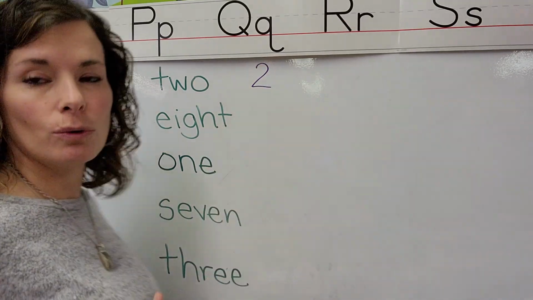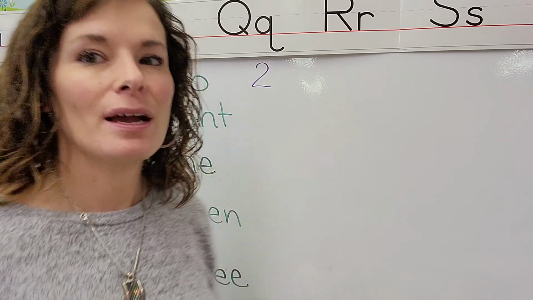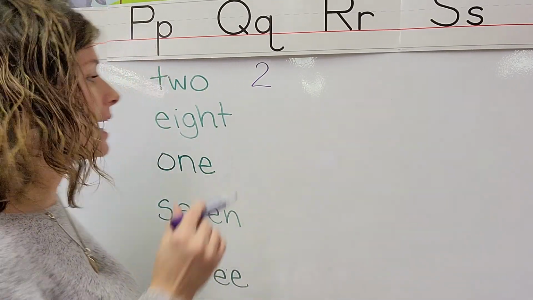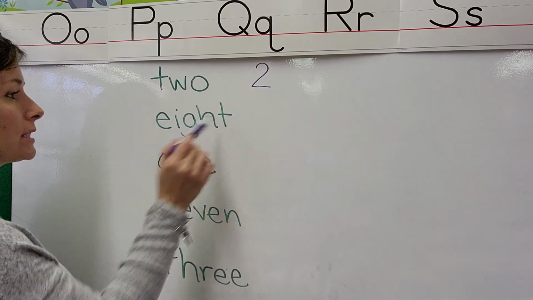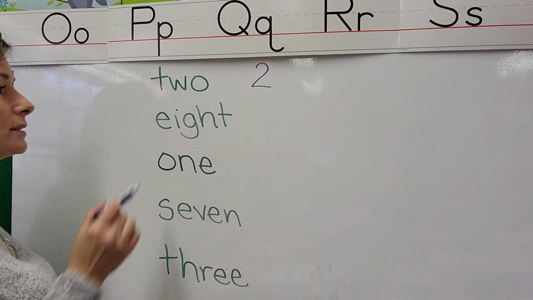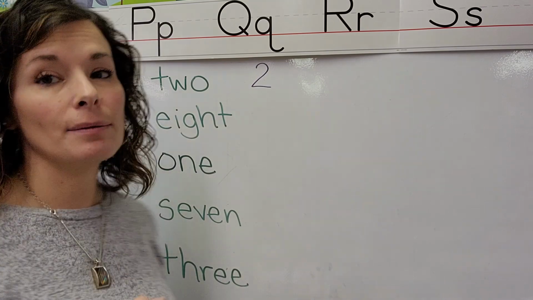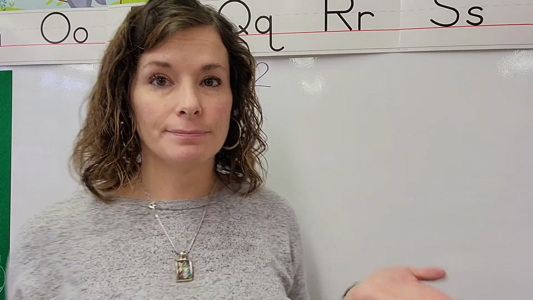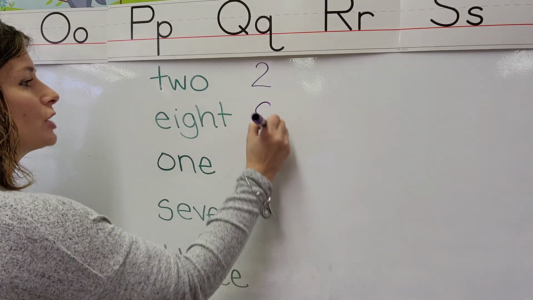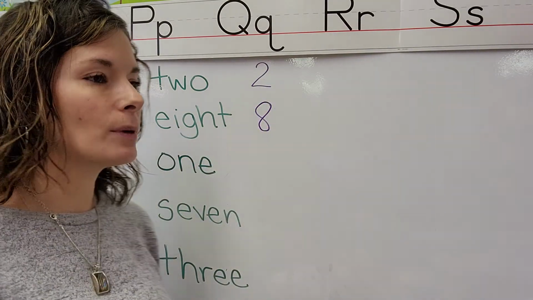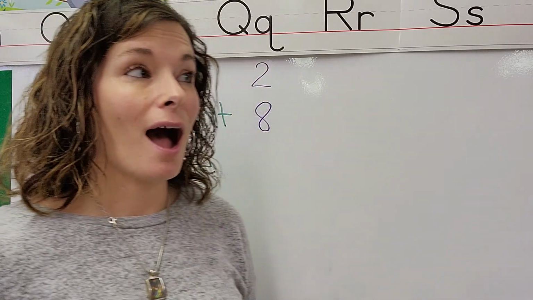If you got 2, give yourself a thumbs up. Okay, and then I have, this is the one that's the silliest one of all. Okay, EIGHT. What in the world does EIGHT spell? It's crazy, but it spells 8. Okay, so EIGHT is 8. ONE. ONE, I'll give you a hint. This is the first one we learned.